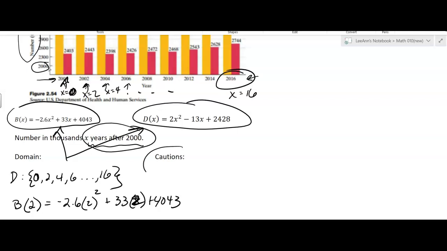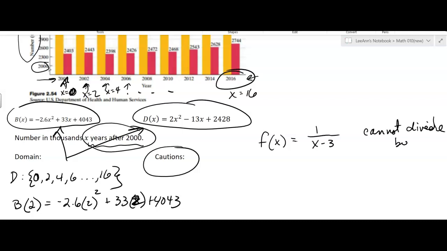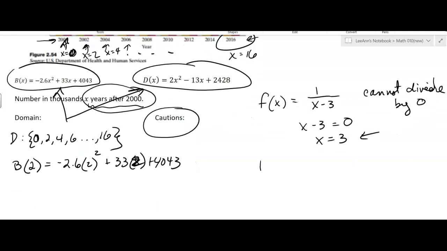Now, when we're talking about domain, there are 2 things we have to watch out for. First of all, if we have a function like this, we cannot divide by 0. Divide by 0. So when does x minus 3 equal 0? When x equals 3, right? Okay, that's what we cannot have. Cannot have x being 3. So when we list the domain, we have to exclude that.